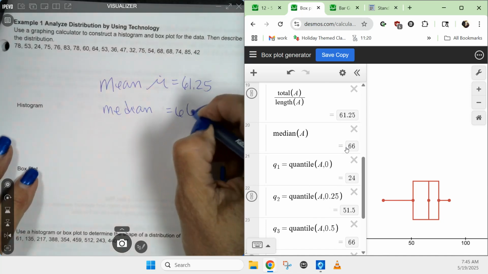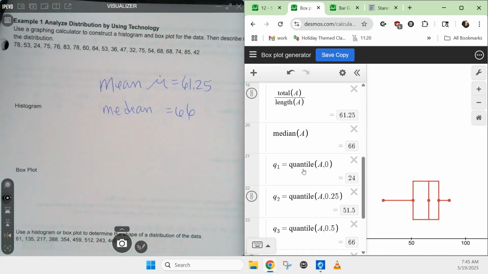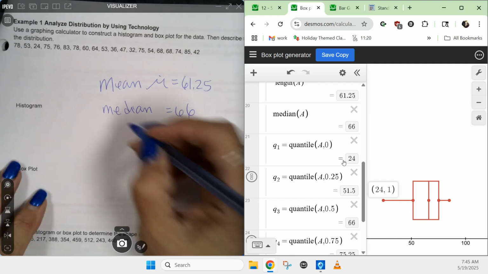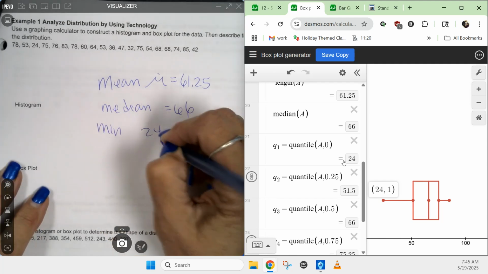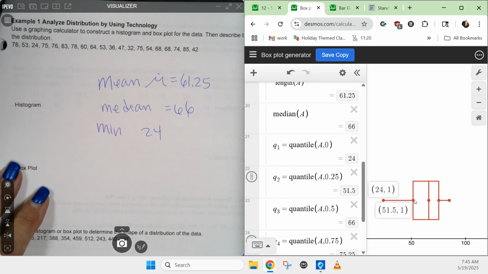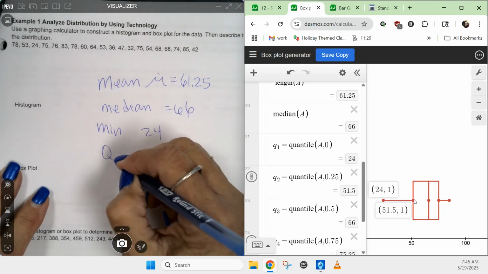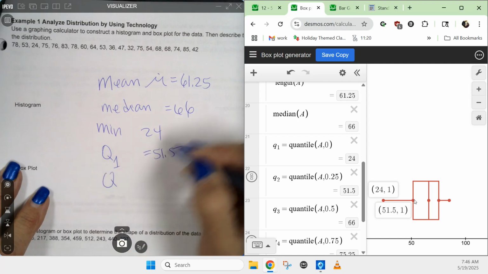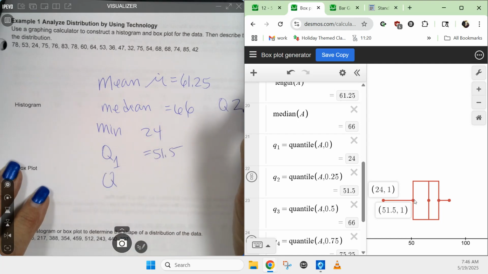Now, be careful here because it does not say quartile, it says quantile, okay, and it gives you these numbers. Be careful on this because it's talking about this being our first one. Our first one is 24. See how that's our minimum, okay? So our minimum is 24. Our quartile 1 is 51.5. Our quartile 2, this is quartile 2, just so you know.